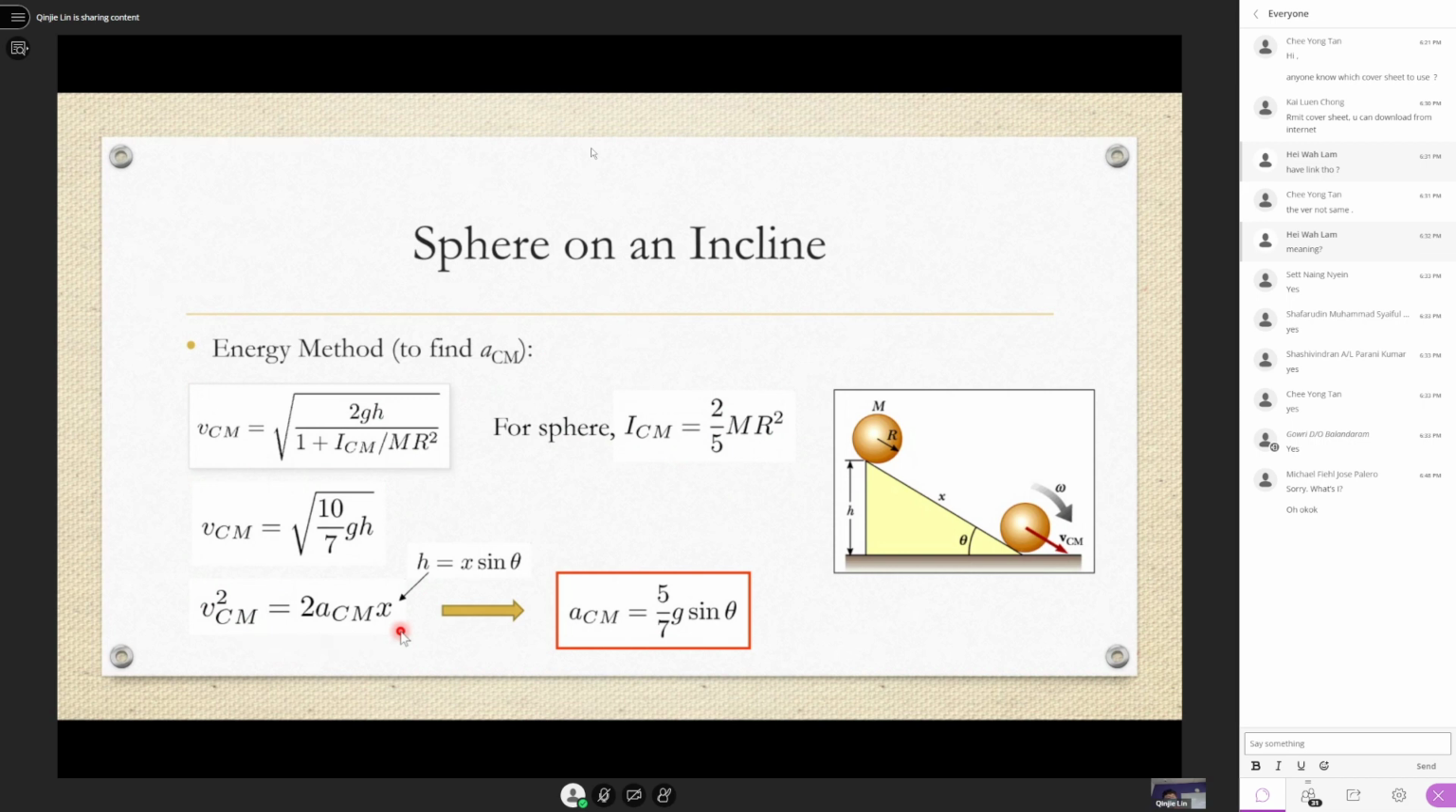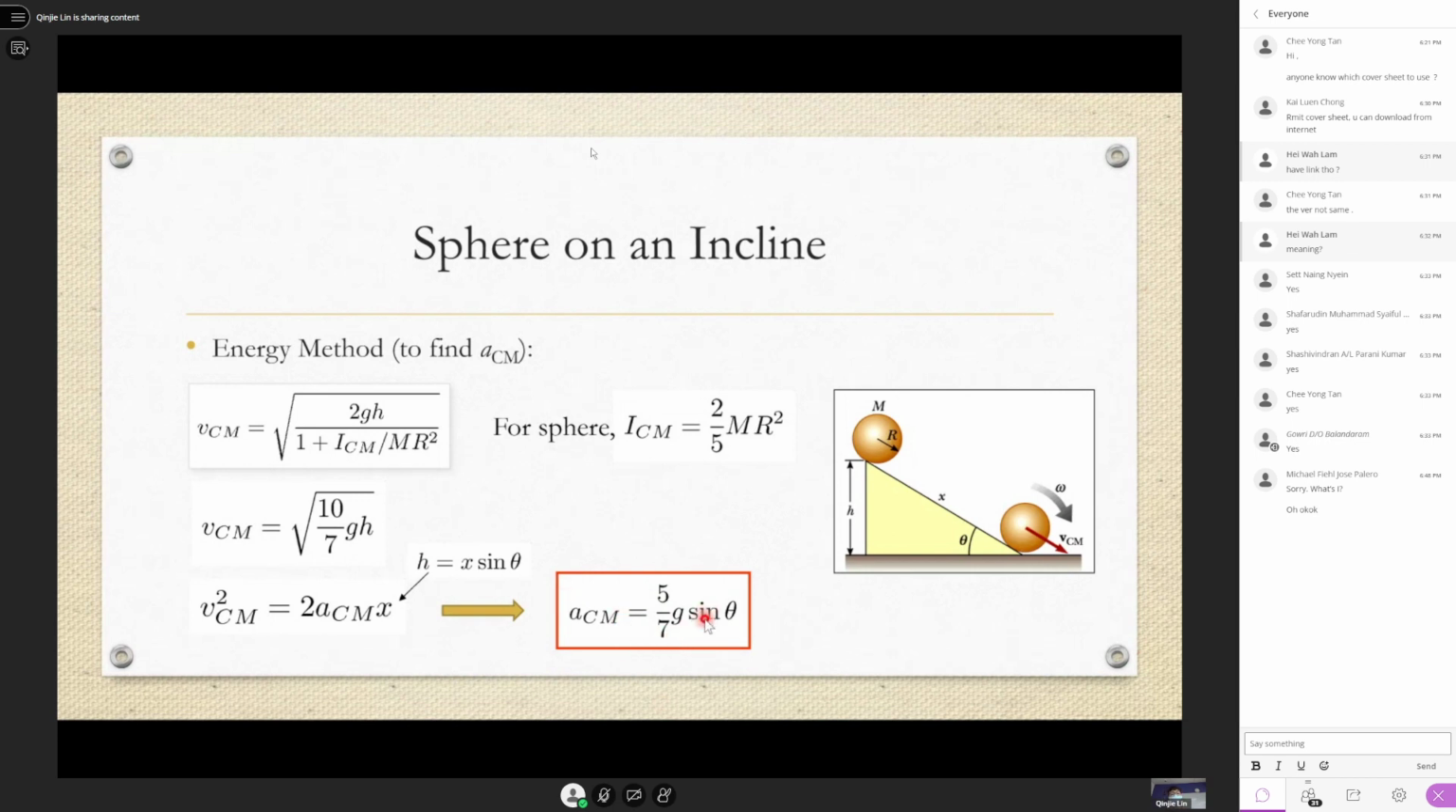U squared is 0 because you start from rest, so this is your 2as. And then this distance, you can convert to something with h and theta. This h will disappear, because originally you already have an h here. You will realize if you convert and substitute inside, this h will disappear. Then you are going to end up with an expression like this: ACM equals 5/7 g sine theta.